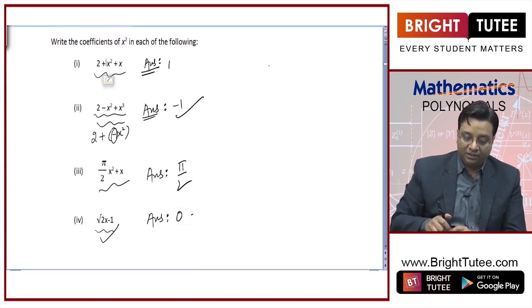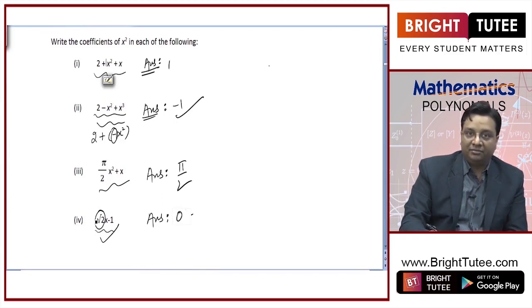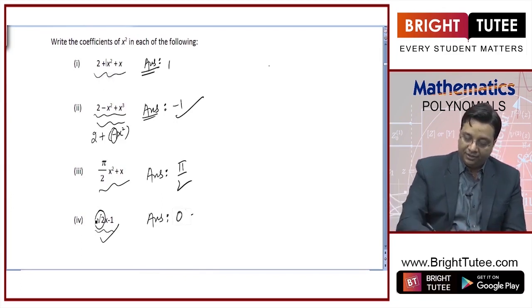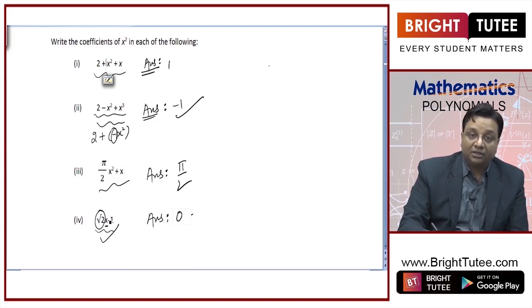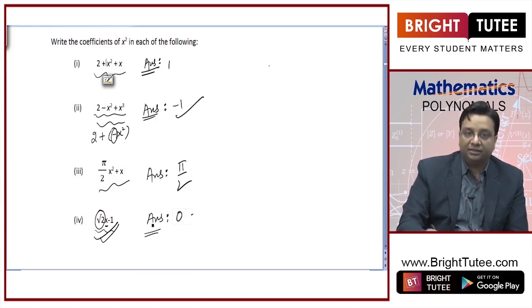Yes, it is a polynomial, because this is a constant term. It can be root 2, it can be any other constant. X has got a non-negative integer power, right. So it is a polynomial, yes, and the coefficient of x is root 2.